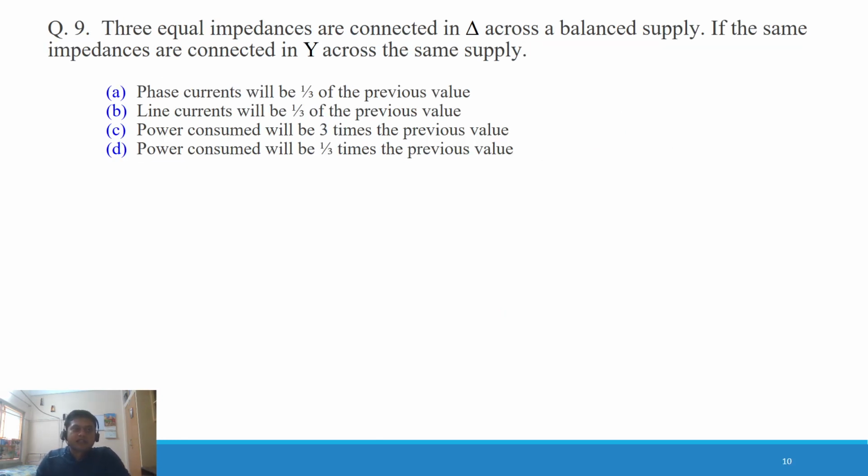The next question is: three equal impedances are connected in delta across a balanced supply. If the same impedances are connected in star across the same supply, then what will be the correct options? So let us draw the diagram. We have a balanced supply, and here a delta connected load.